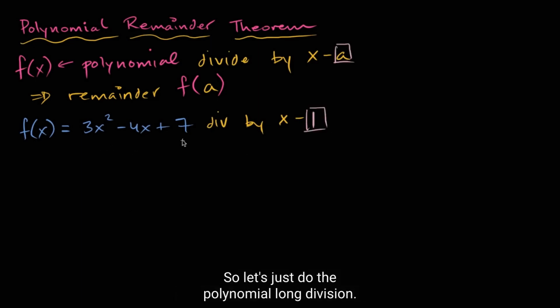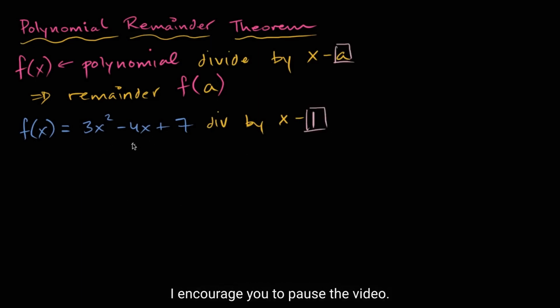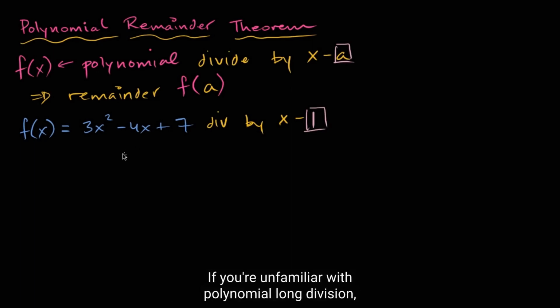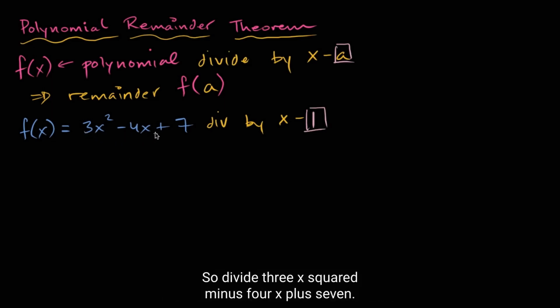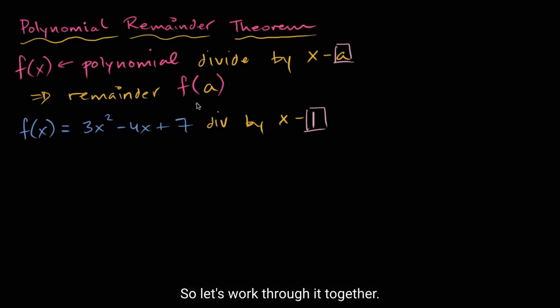So let's just do the polynomial long division. I encourage you to pause the video, and if you're unfamiliar with polynomial long division, I encourage you to watch that before watching this video, because I will assume you know how to do it. So divide 3x squared minus 4x plus 7 by x minus 1. See what you get as your remainder, and see if that remainder really is f of 1. Assuming you've had a go at it, let's work through it together.